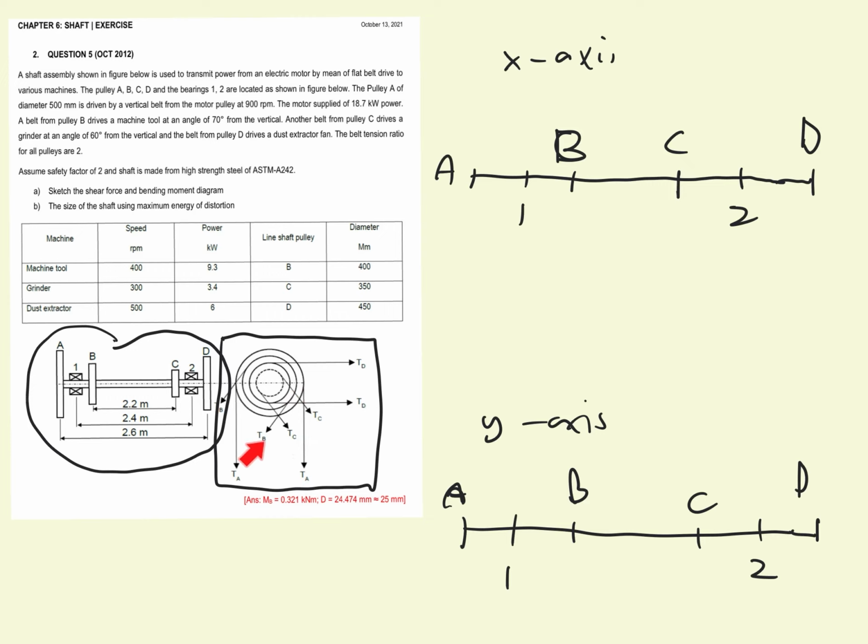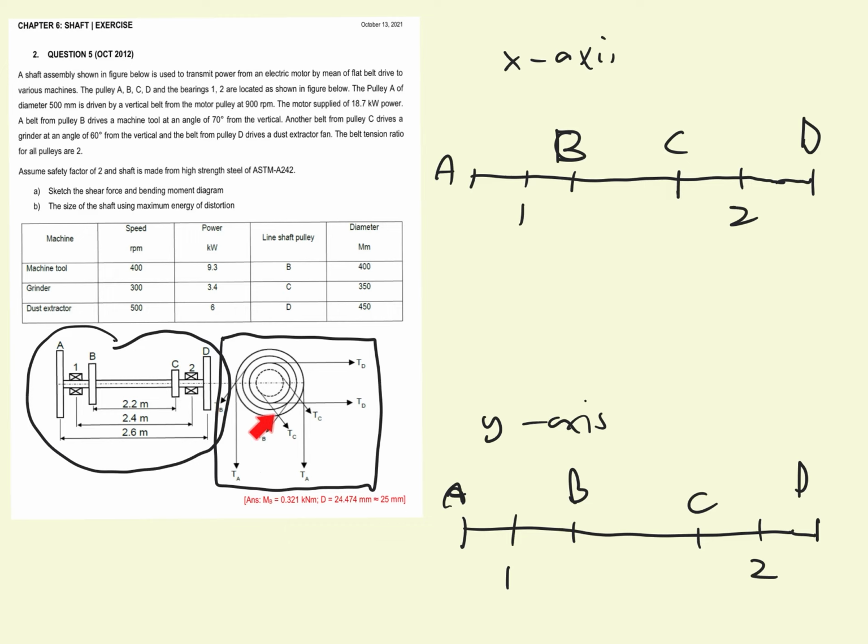But for pulley B and pulley C, the belt has an inclined angle. So for pulley B, we need to resolve the tension at pulley B into the x-axis and y-axis. So for pulley B, there will be a tension value in terms of the x-axis and a tension value in terms of the y-axis, because we have resolved the tension at B into the horizontal x-axis and the vertical y-axis.